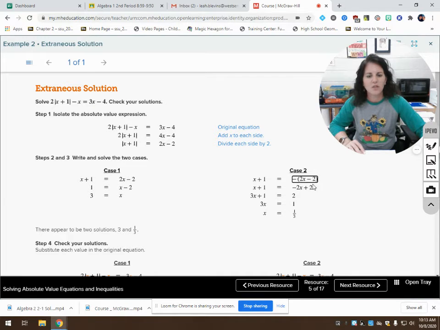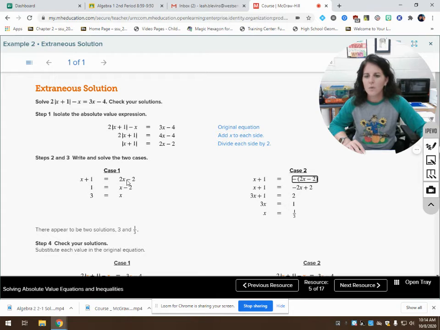We've got to distribute it throughout. A negative times a positive is a negative. A negative times a negative is a positive. We're going to isolate this x. But first, let's move this 2x over there with it. So I get 3x plus 1 equals 2, subtract 1, 3x equals 1, divide by 3, x equals 1/3.